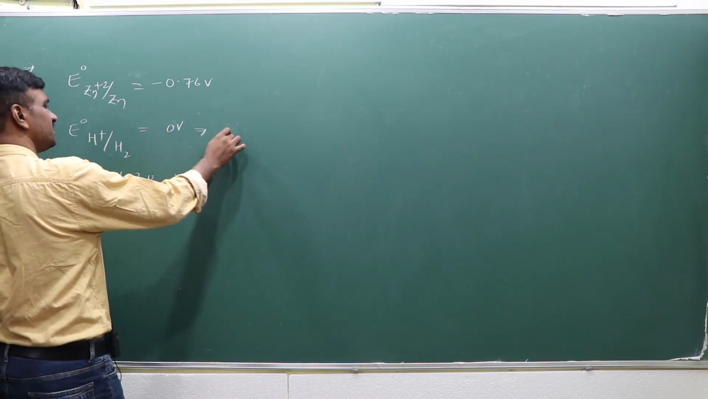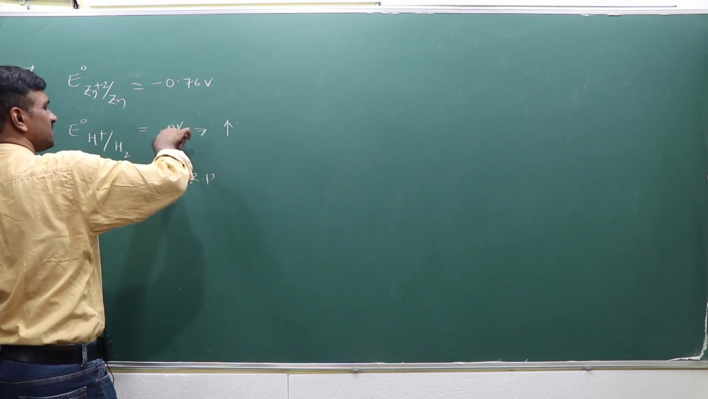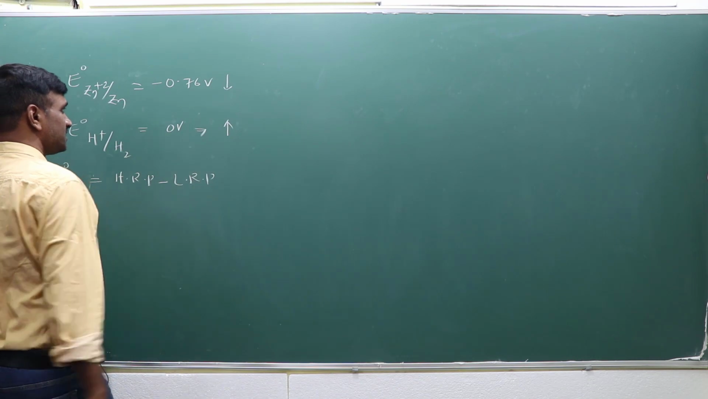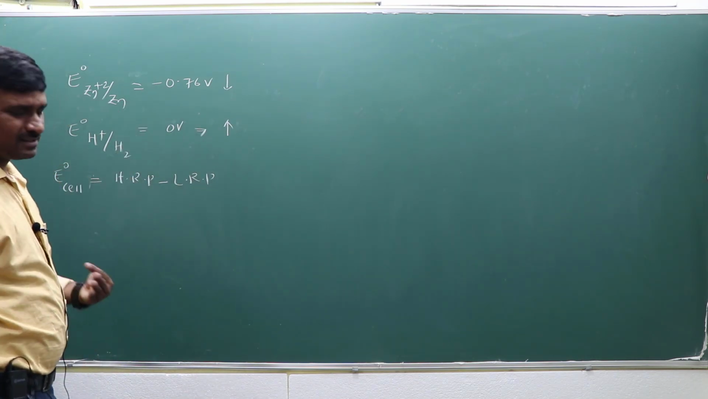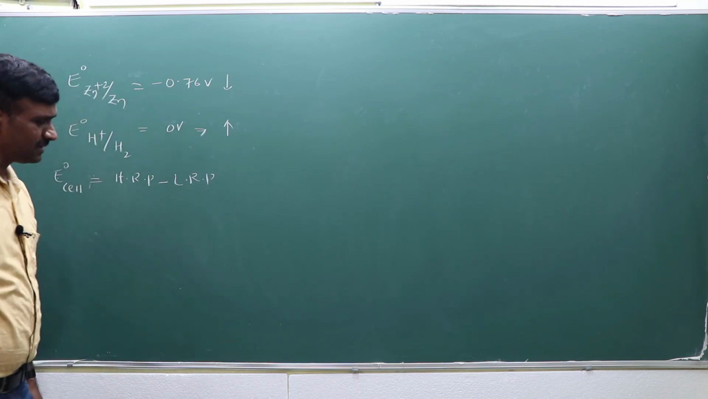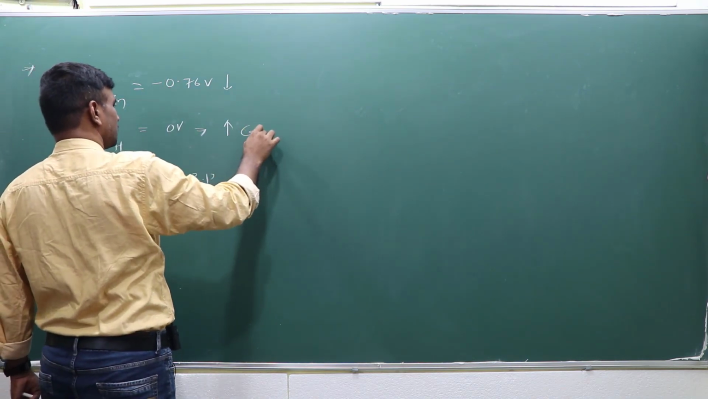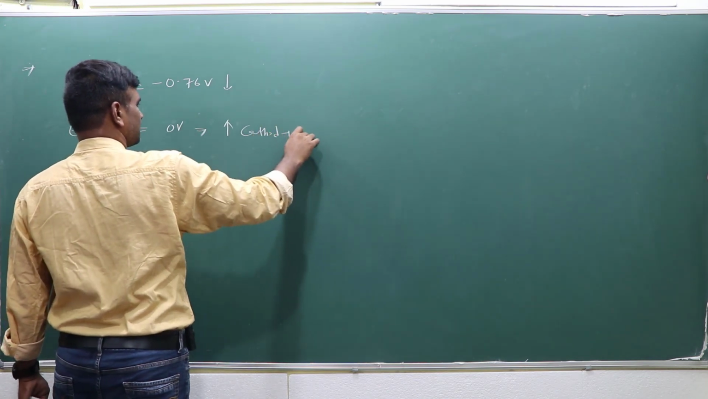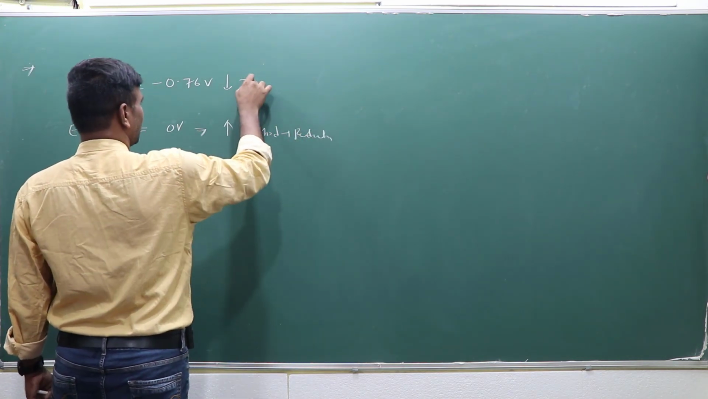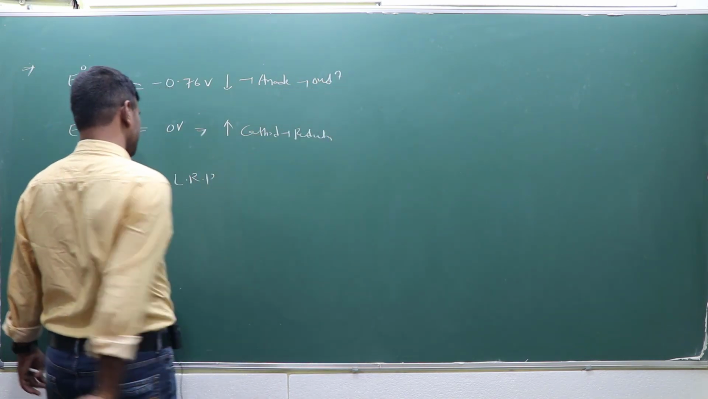Now here we have 0 volt, and this one has a negative sign, so it is the lower value. 0 is greater than minus 0.76. So which one acts as cathode? The one where reduction takes place. Which acts as anode? The one where oxidation takes place.